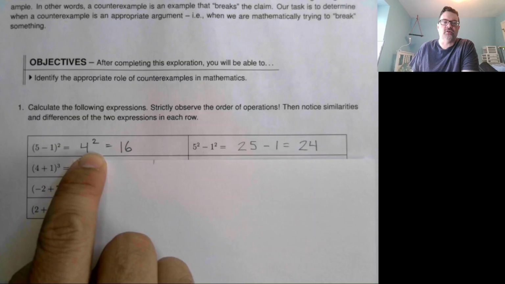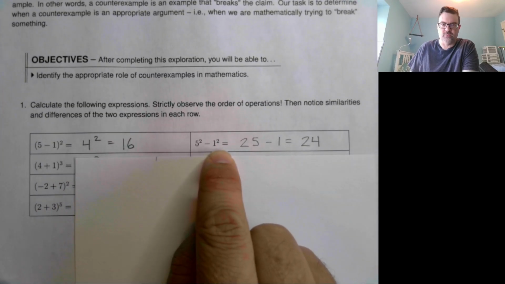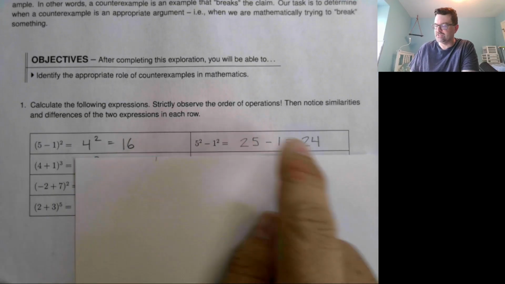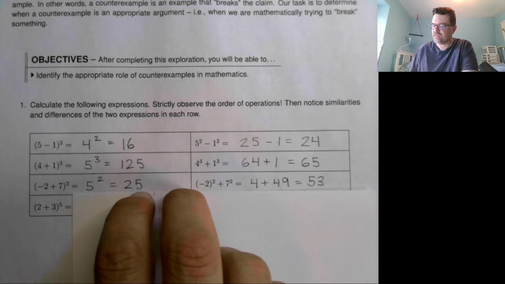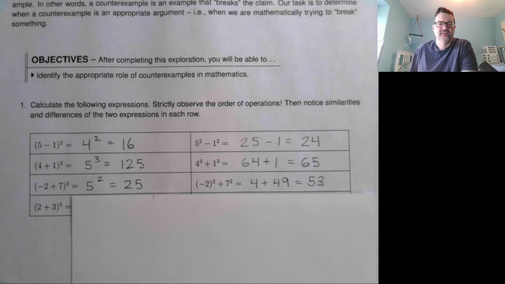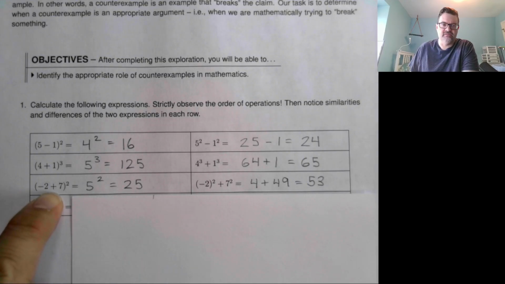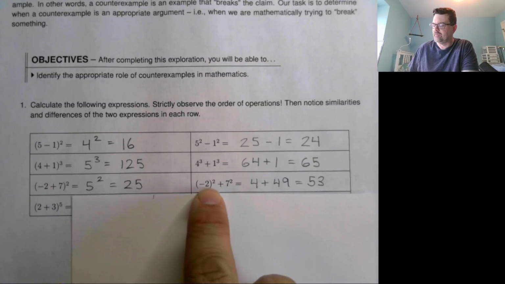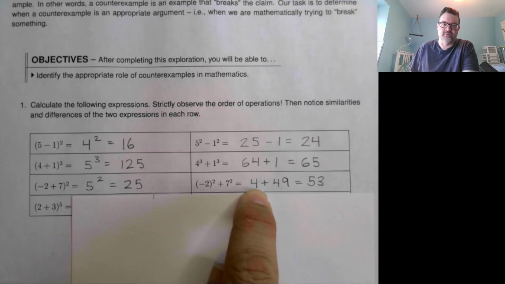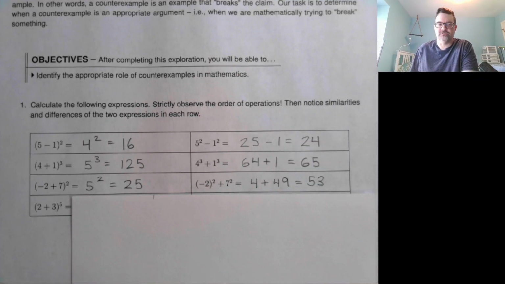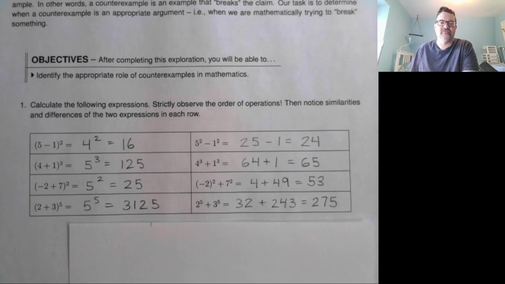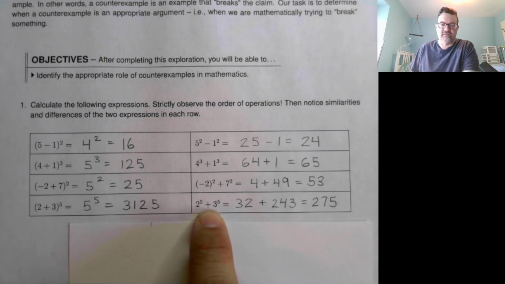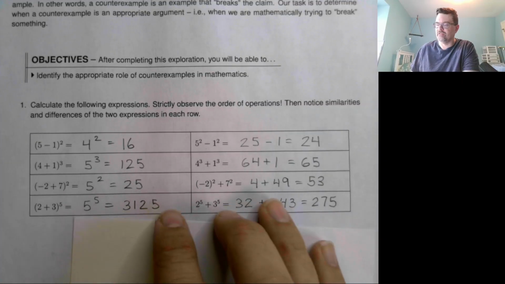So 5 minus 1 is 4, and 4 squared is 16. But if you do 5 squared and 1 squared, and then subtract, you don't get 16, you get 24. Similarly here, 125 and 65. Here, that's a 5 when you add negative 2 to 7. Remember, squaring a negative comes out positive, so that would be plus 4 and 49. Those are not the same, and these might need a calculator. Here, 5 to the 5th power is actually 3125. But if you do these to the 5th powers, you get those, and you definitely don't get 3125.